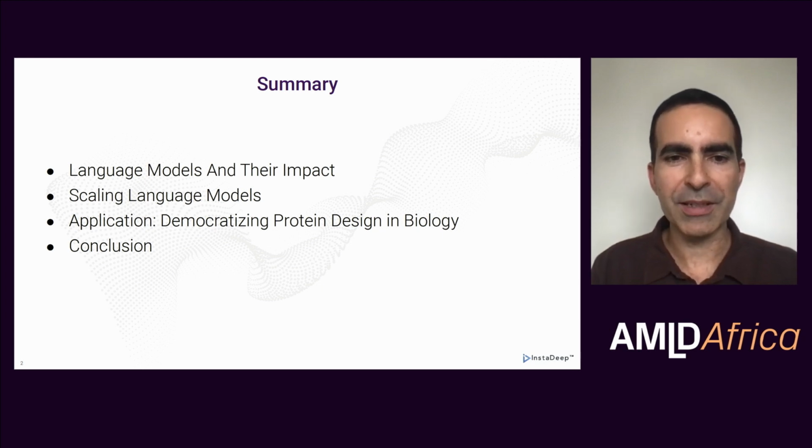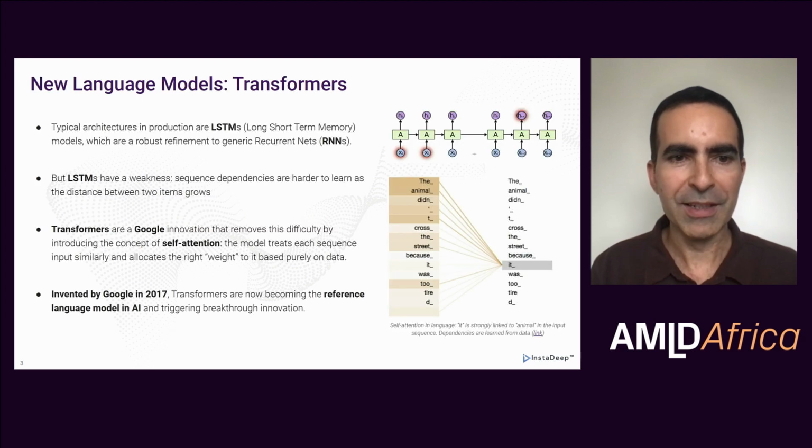So we'll start by looking at AI language models and their impact as a whole. I will do a bit of a deep dive into the scaling aspect of language models, because this is quite important, and language models work well in particular because they scale, and there are recent developments there. Then I'll provide a concrete example through the notion of democratizing protein design in biology. Biotech is among the fields that is currently being disrupted by language models, and we'll give you some flavor of what is happening there.